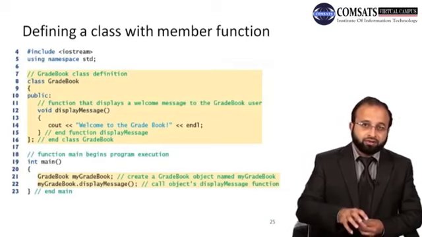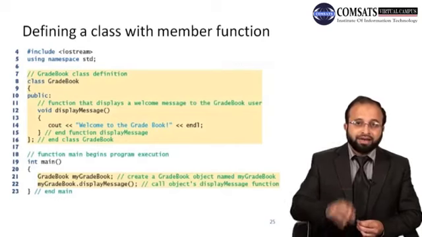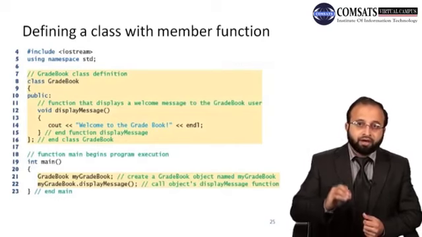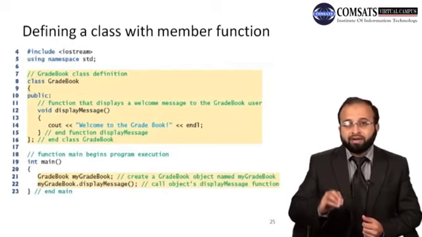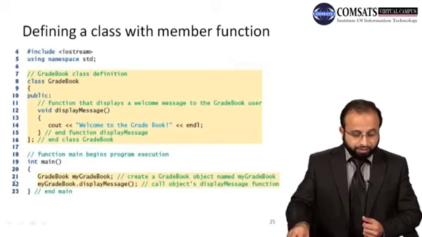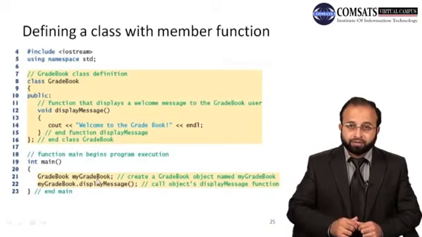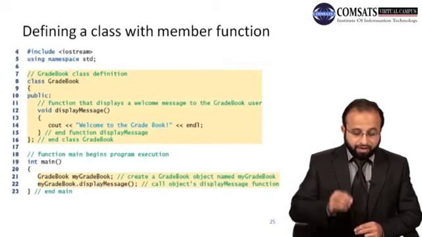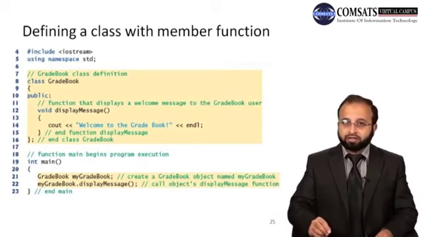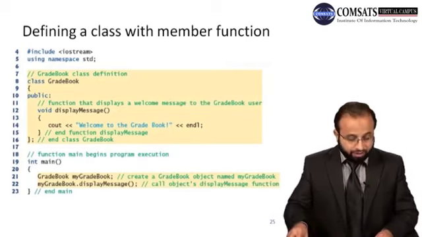Same concept applies over here. If you haven't created any object, or even if you have created an object, you have to have that object with the dot operator to call a particular member function of that class, right? So अगर मैंने ये object यहाँ पे बनाया है, gradebook का my gradebook object बना है, so अब my gradebook के साथ मैं display message का function call कर सकता हूँ, without that object, without writing this my gradebook dot.